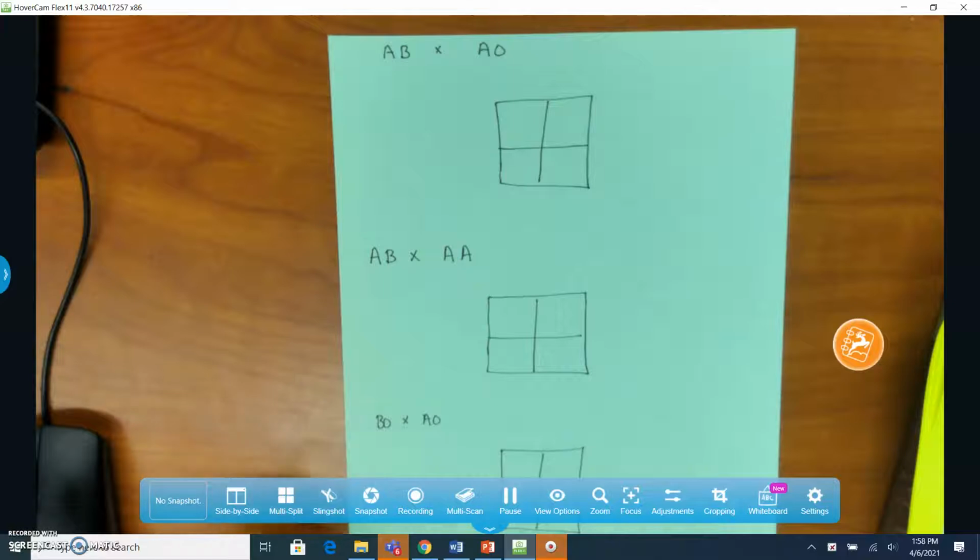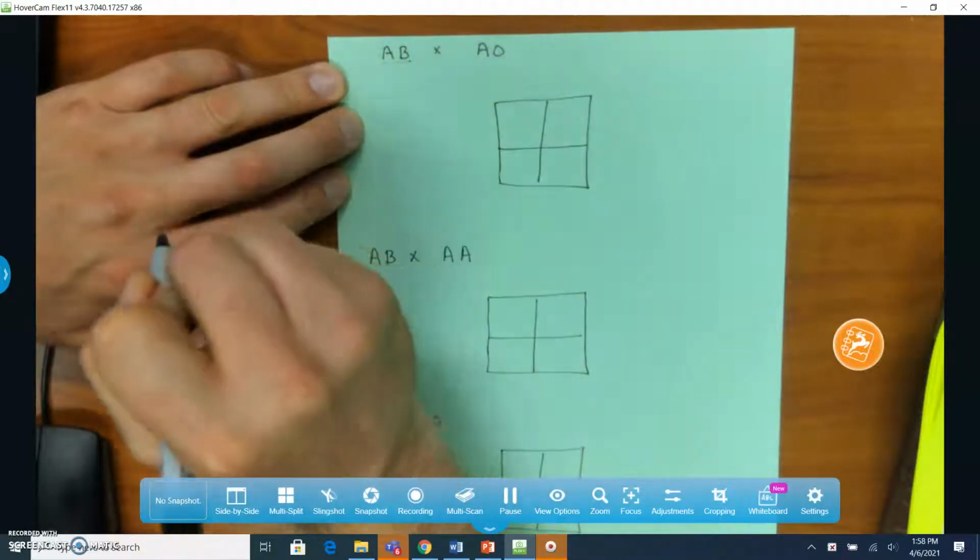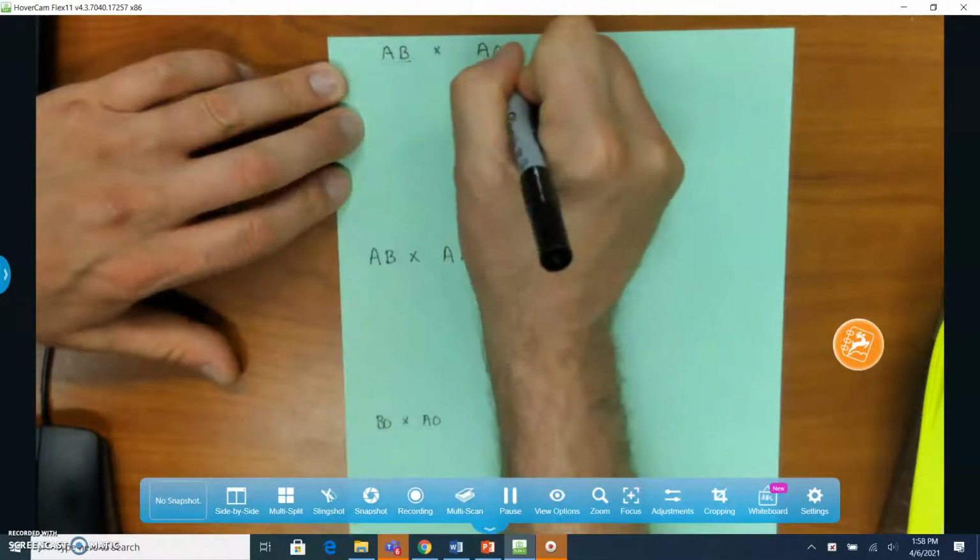Looked at Punnett squares, but now we're going to be applying them to crossing people with different blood types. So in our first example here, we have a person with type AB blood and a person with type O blood.